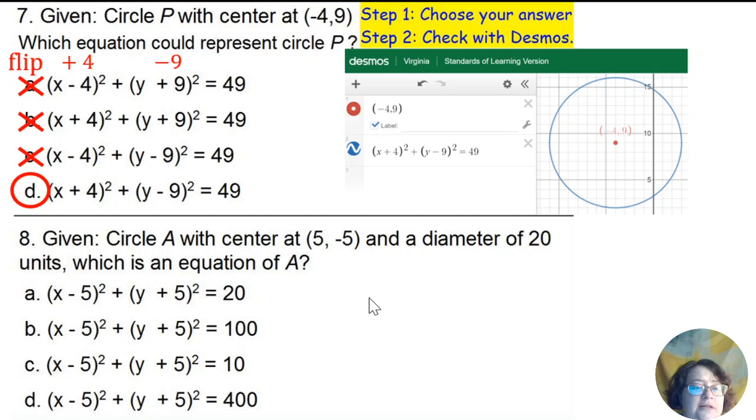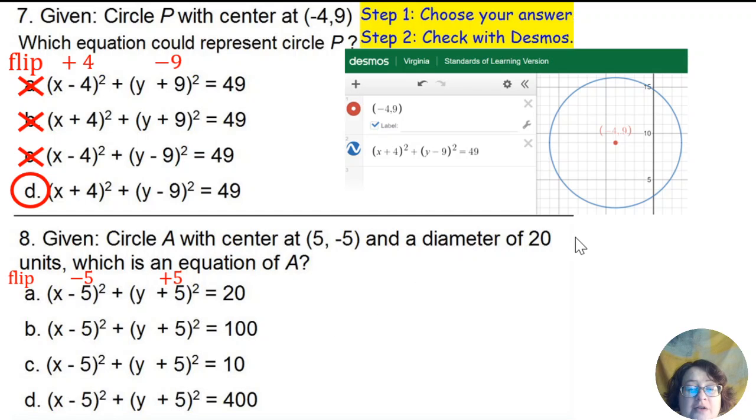Last one, number 8. Given circle A with center at (5, -5) and a diameter of 20, which is an equation of A. So here we have our center at (5, -5). So remember, we want to flip that. So we want, instead of 5, we want (x - 5) squared. And that doesn't help me narrow this one down any. That's okay. Let's look at y. So we have negative 5. So we're going to want to flip that. So we want plus 5 beside y. That still doesn't help me narrow it down any.